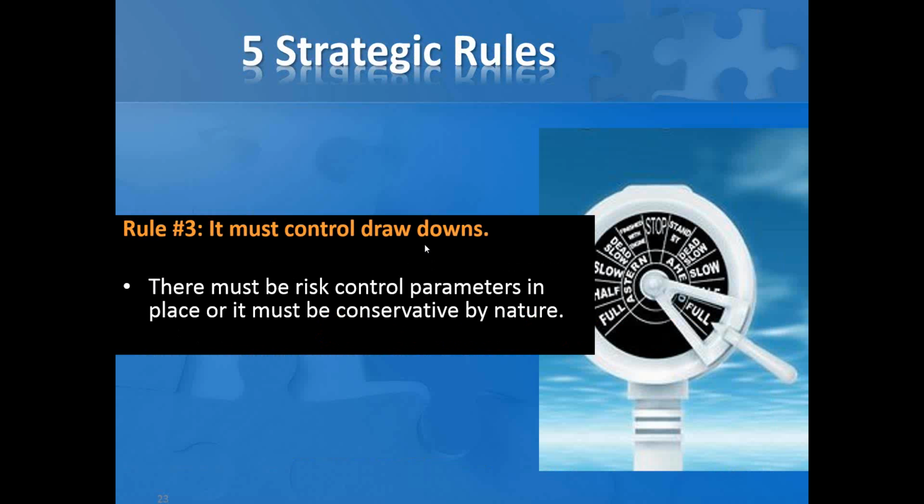So let me continue. Rule number 3, it must control drawdowns. Drawdowns have to be controlled. So there's got to be some structure in place for drawdowns to be dealt with. So there's got to be risk control. There's got to be money management.